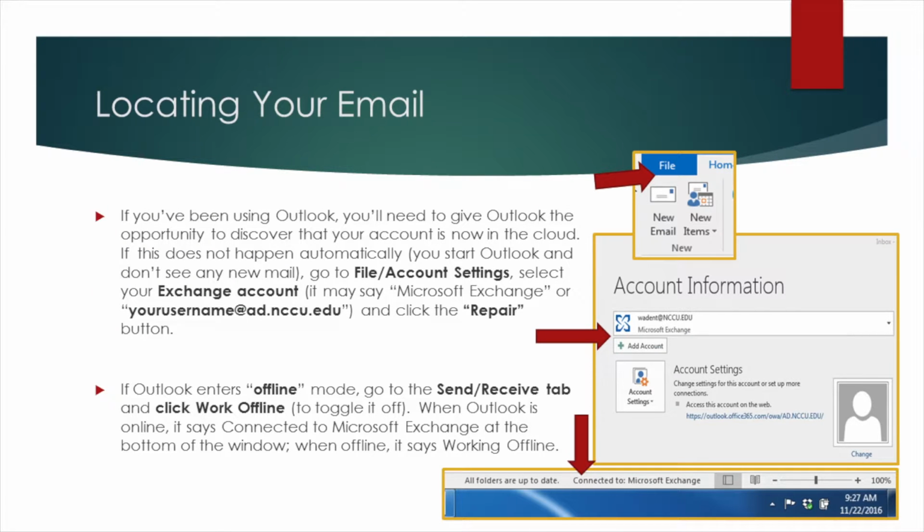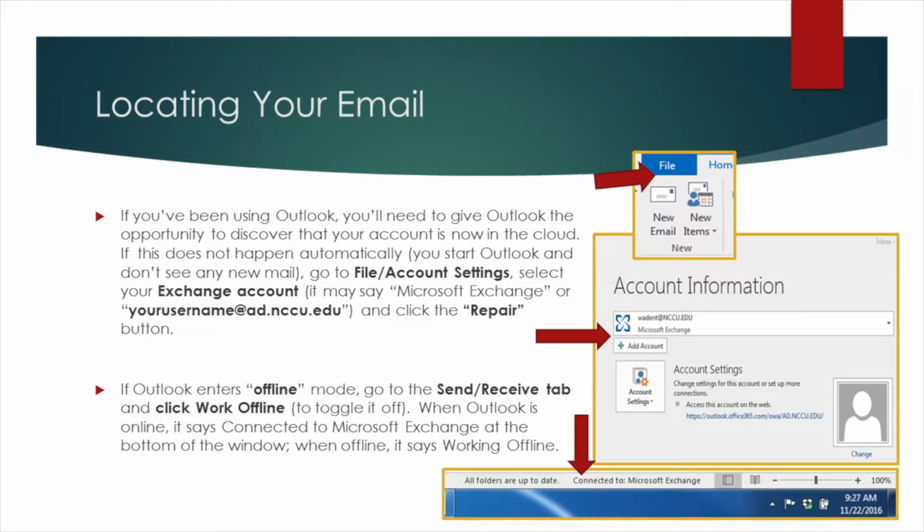Next, locating your email. So as accounts have been moved, Outlook may not have discovered your account just yet. Things have been moved over to what is the cloud, okay? And it may happen automatically. There's a chance that you may need to help it discover your email. In the event that you log in to your Outlook and you cannot see your mail, you're going to need to go to File.